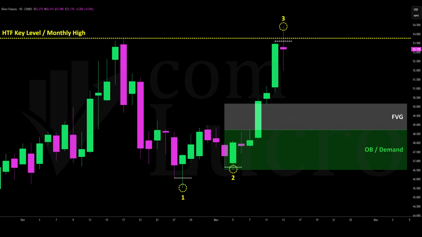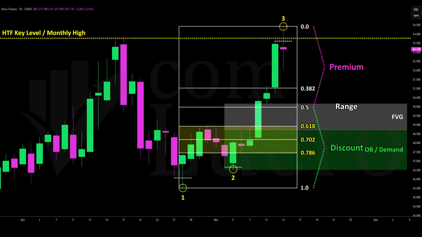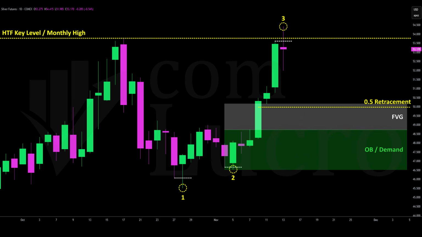This creates a strong confluence of liquidity and higher timeframe rejection, making this a high probability area to look for potential bearish continuation. It is also important to identify the daily trading range and mark the 50% retracement level, especially when it aligns with the fair value gap.